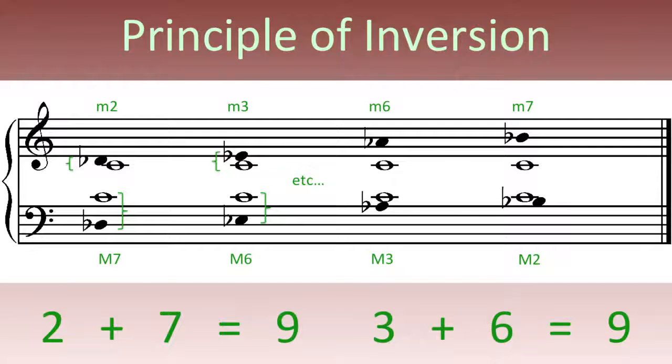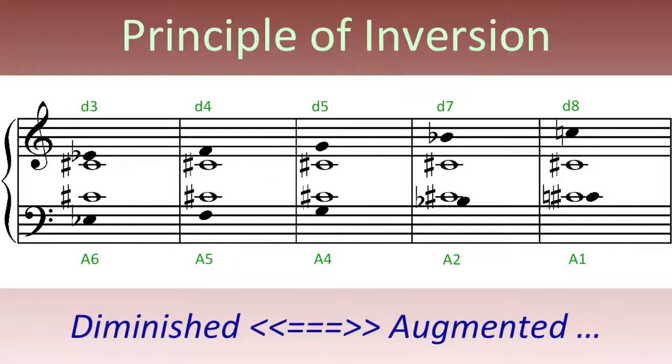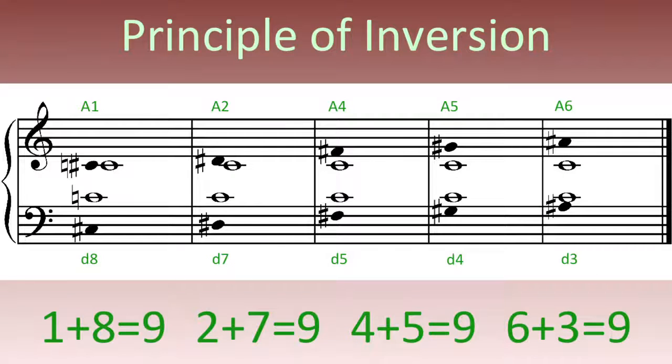Incidentally, did you notice that combining the number name of an interval with its inversion at the octave always adds up to 9? Furthermore, diminished intervals become augmented. And augmented intervals become diminished.